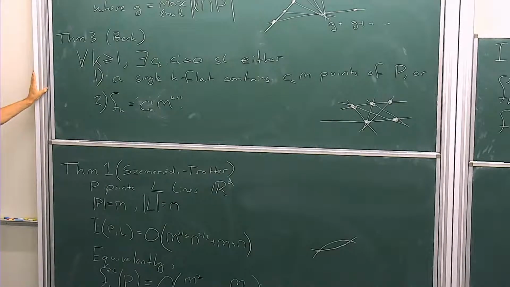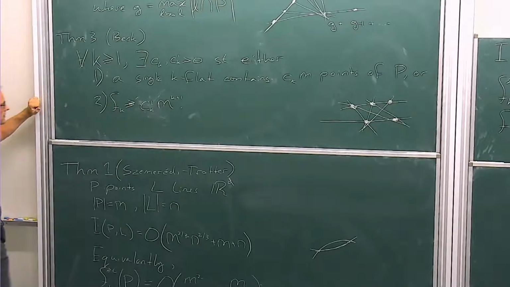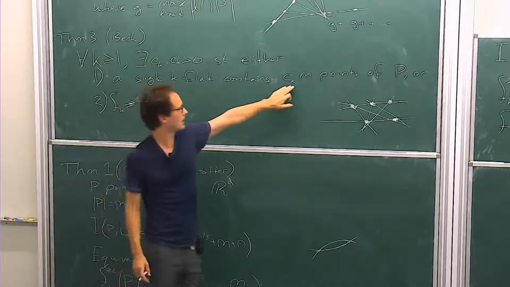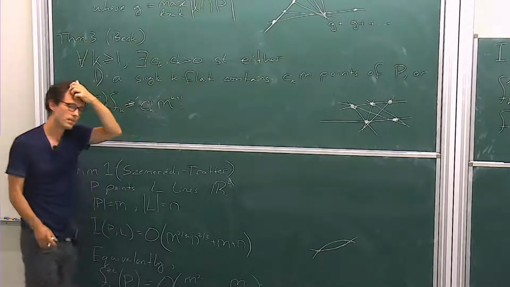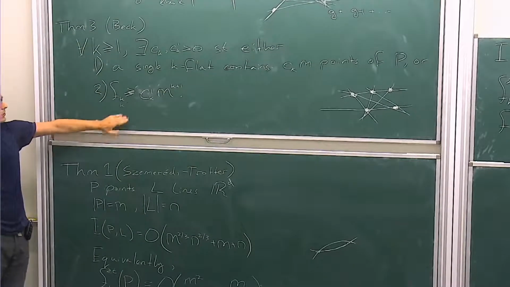So this is a reasonably good theorem. f_k is at least this number. So in 3 dimensions we're saying either a single plane contains at least some constant fraction of the points, or the number of planes is cubic.